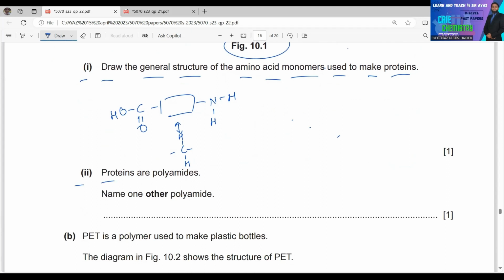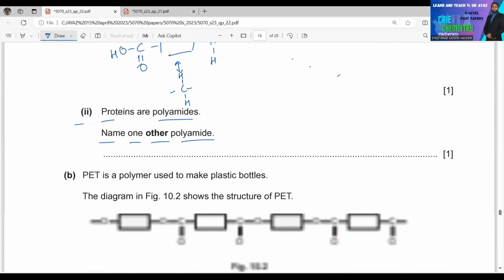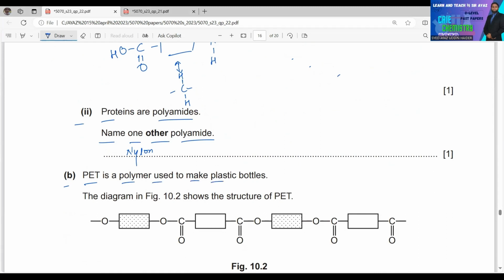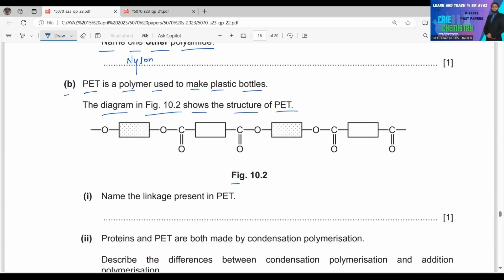Number 2, proteins are polyamides. Name one other polyamide in your syllabus. It's nylon, so simply write nylon. B, PET is a polymer used to make plastic bottles. The diagram in figure 10.2 shows the structure of PET. The structure of PET, figure 10.2.